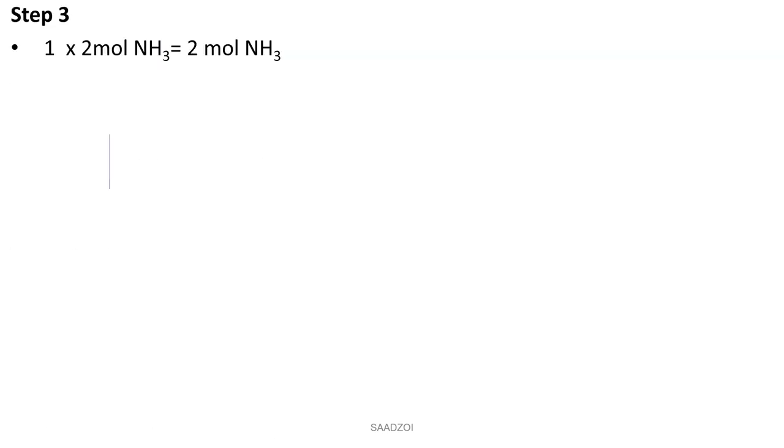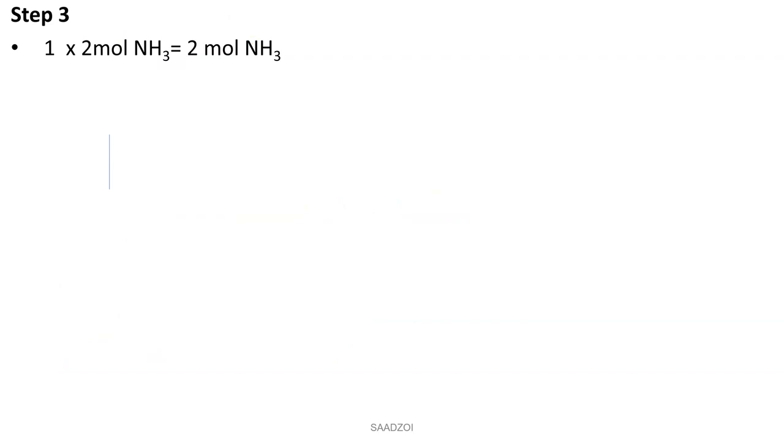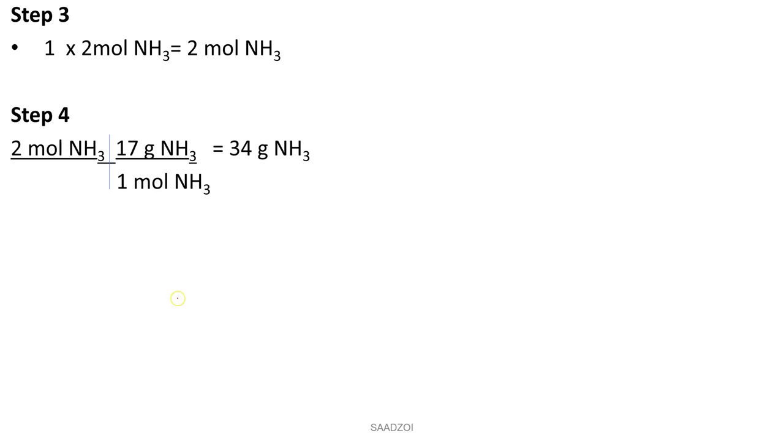Step 3, you're going to multiply by the coefficient for what you're trying to go to. So in this situation, we're going to ammonia, right? So what's the coefficient for ammonia? 2. We're going to take the 1 that we got here, and multiply by the coefficient of what we're looking for. Notice at this point, there are no units, right? The units all cancel out. So you just have a number. So when you multiply by the 2 moles of ammonia, you go to moles of ammonia. So now you have 2 moles of ammonia. And in step 4, because you're looking for mass, we're going to take the molar mass from the periodic table, and then multiply by those 2 moles. So 2 moles, 17 grams per mole, you get 34 grams of ammonia. That's your final answer. So that is the mass of ammonia, and that's how you solve for it.